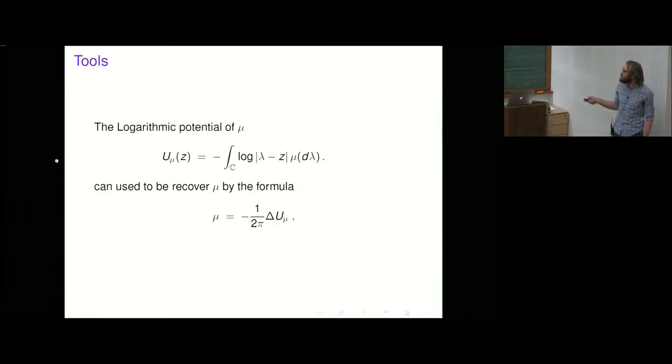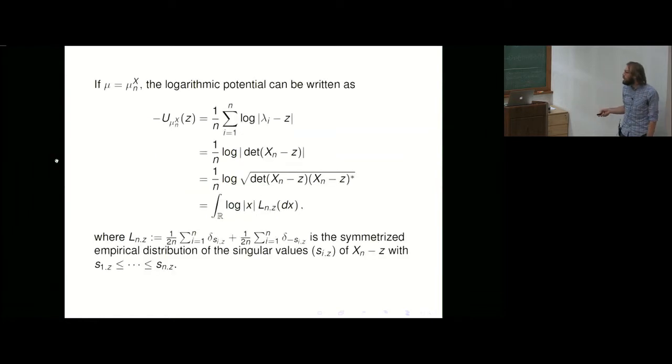So we've already seen earlier today a very useful tool in studying measures on the complex plane is the logarithmic potential, which is just defined by convolving this log kernel with my measure. And I can recover my measure by taking the Laplacian of this log potential. So in principle, if I know the log potential, I know everything about my measure. We also saw that the log potential is very useful in studying measures coming from the eigenvalues of matrices, because I can write the log potential as a sum of the log of the eigenvalues shifted by z.